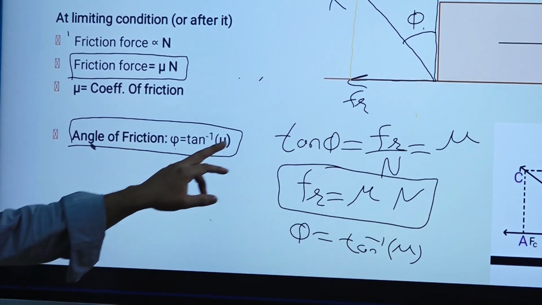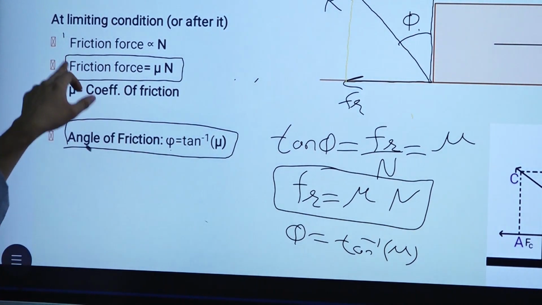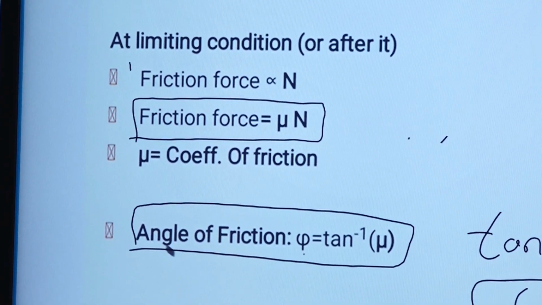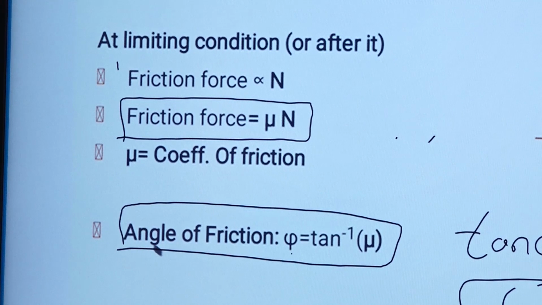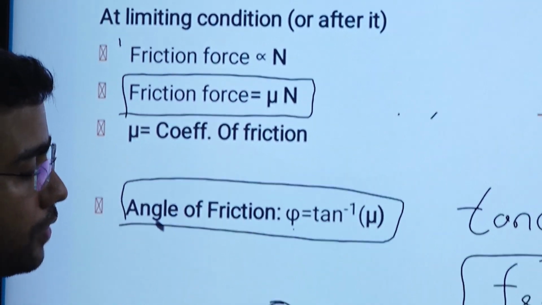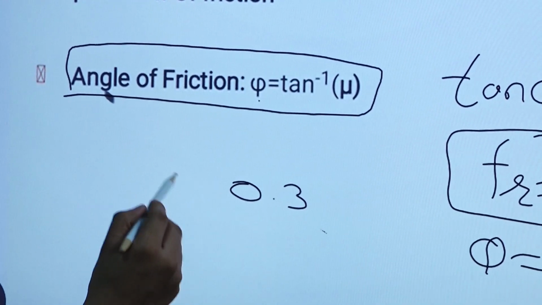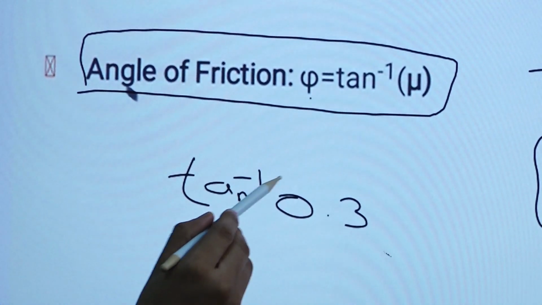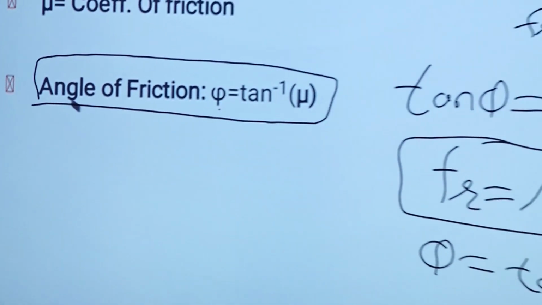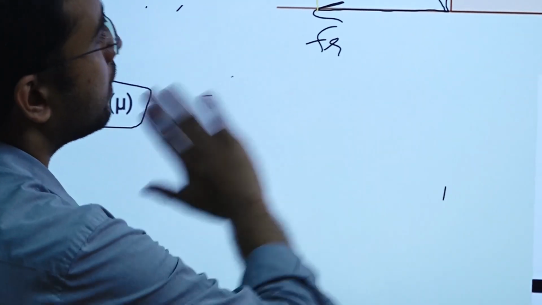Meaning that the angle of friction depends upon the coefficient of friction. So that is the main thing. If they ask for the angle of friction, you have to do only one thing. Just take the value of mu, suppose mu is 3.4, take the tan inverse and find the answer. Okay, then let us move to the next slide.